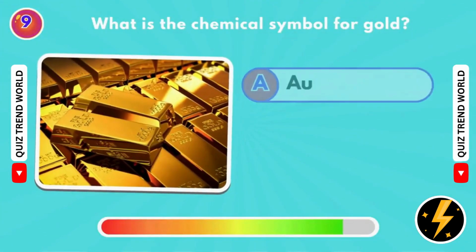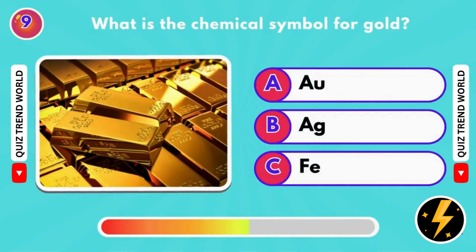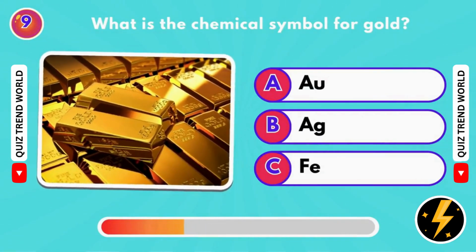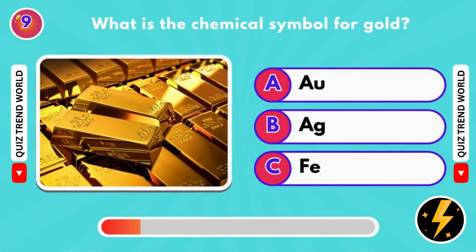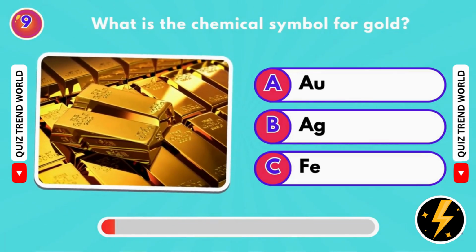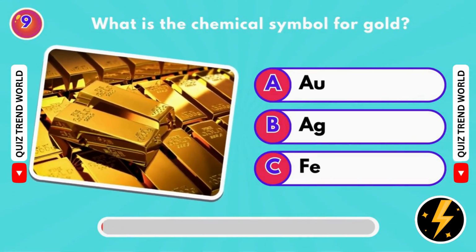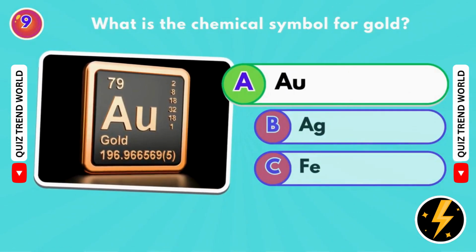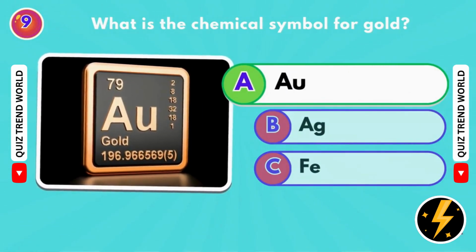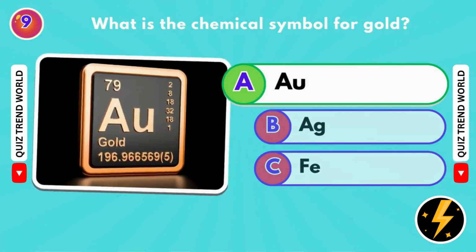What is the chemical symbol for gold? Au, Ag, or Fe? Au. Gold is a chemical element with the symbol Au and the atomic number 79.